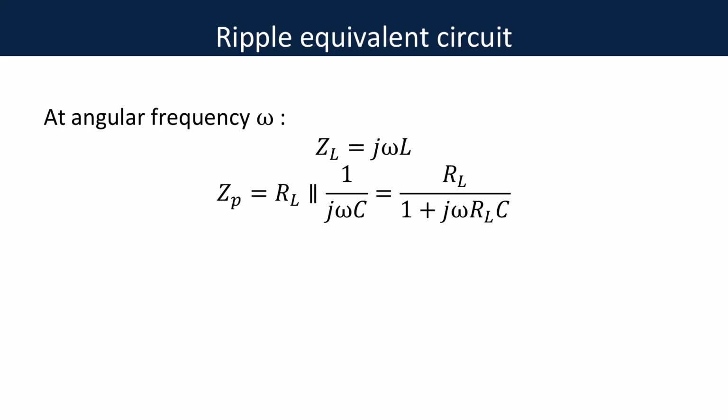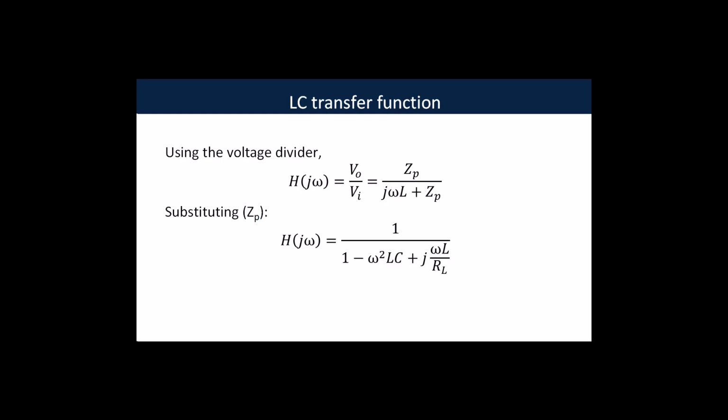Separating DC and ripple in this way is a small signal method. The DC value establishes the operating point, while the AC equivalent circuit predicts how much ripple reaches the load. The ripple transfer function is output ripple divided by input ripple. Applying the voltage divider relation gives ZP divided by the sum of j omega L and ZP.